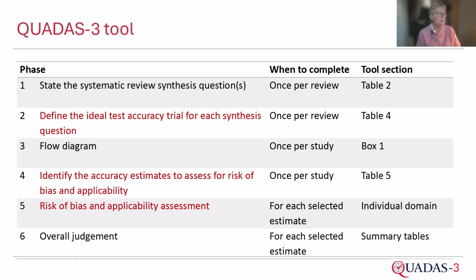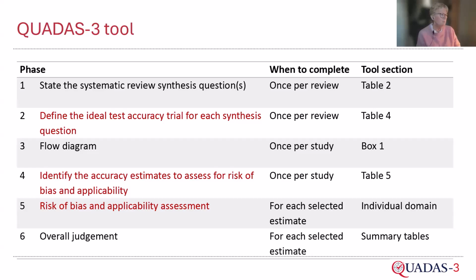The second phase is a new phase in QUADAS-3 where we define the ideal test accuracy trial for each synthesis question which has been defined. The ideal test accuracy trial is a theoretical construct. It's the sort of trial that you would be able to do if there were no ethical or resource constraints for your review synthesis question, against which we can then judge risk of bias and applicability concerns for included studies. And Sue will be explaining that in a bit more detail in her presentation. So it's a reference point against which we assess risk of bias and applicability.